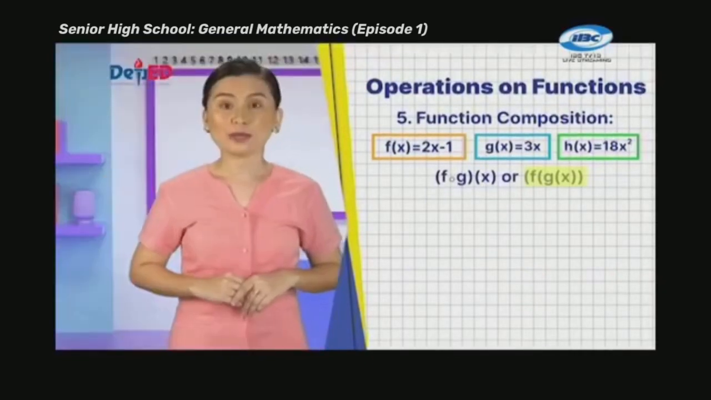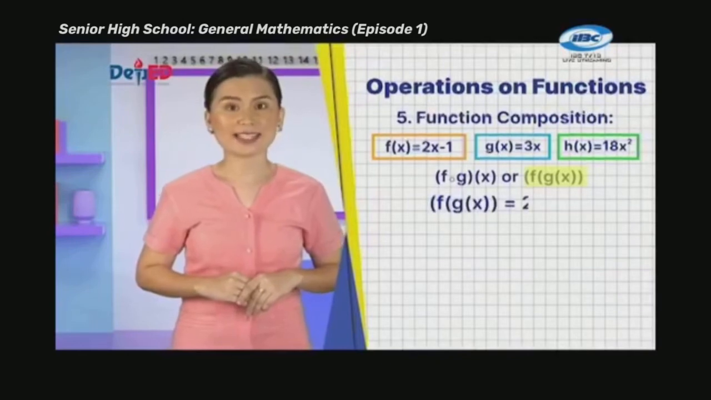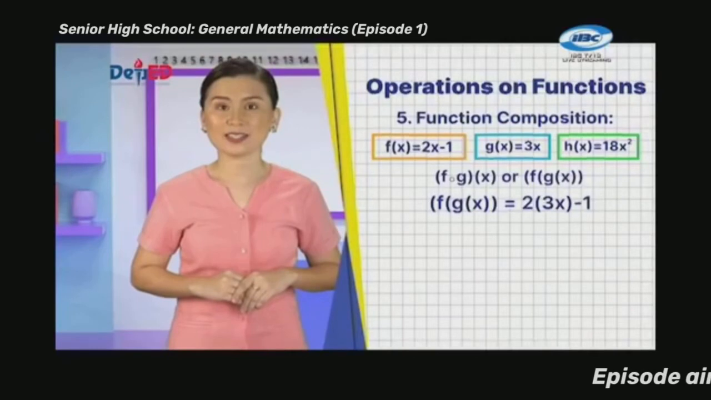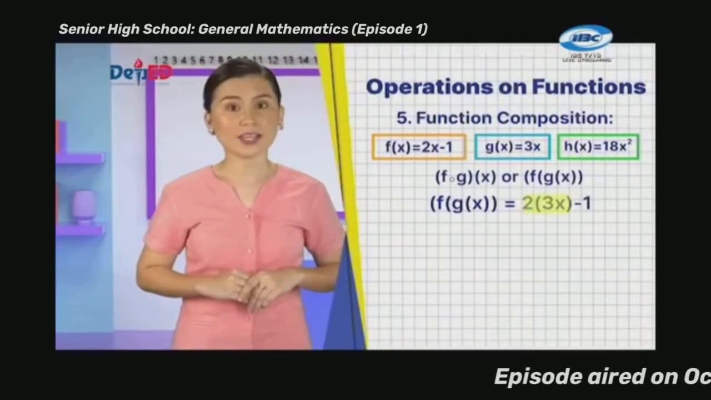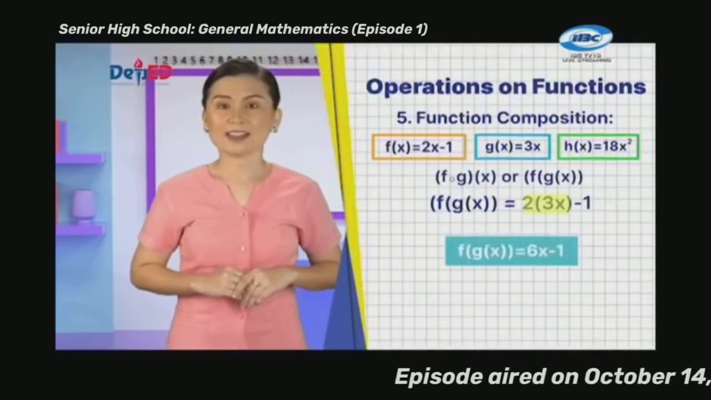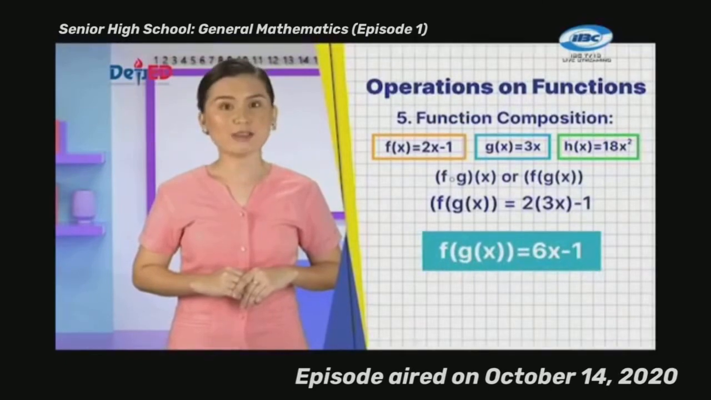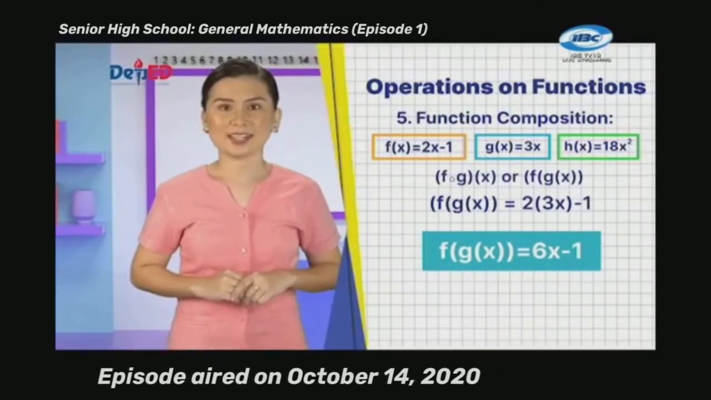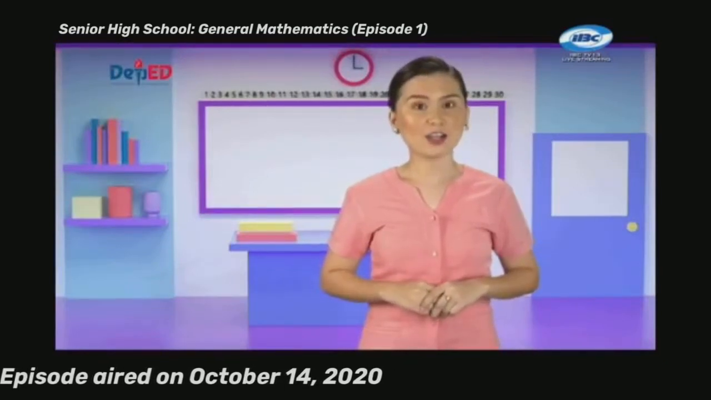We will have f of g of x is equal to 2 times 3x minus 1. 2 times 3x is 6x. Thus, f of g of x is 6x minus 1. We are able to finish all the operations on functions.